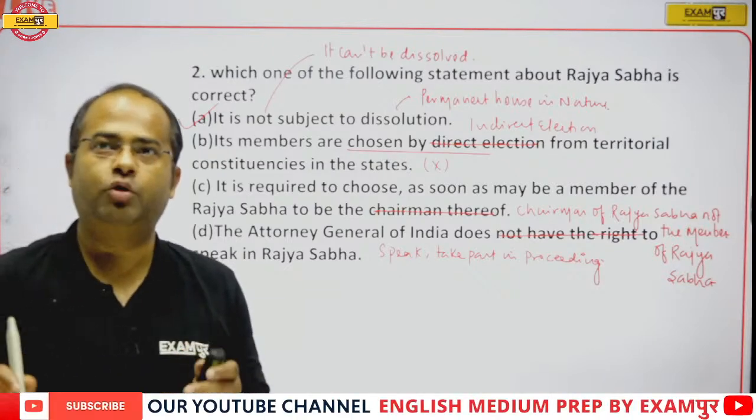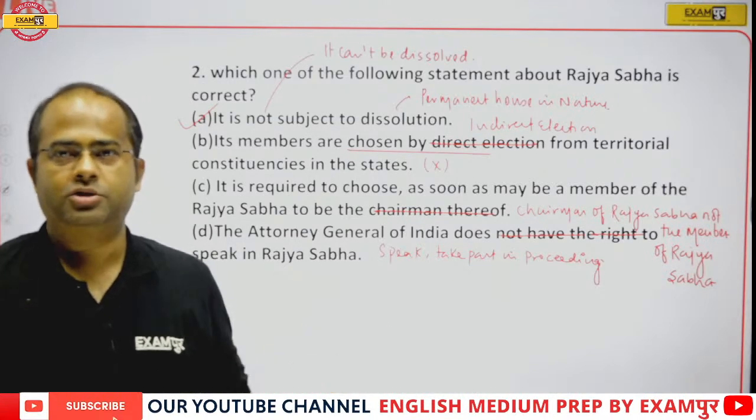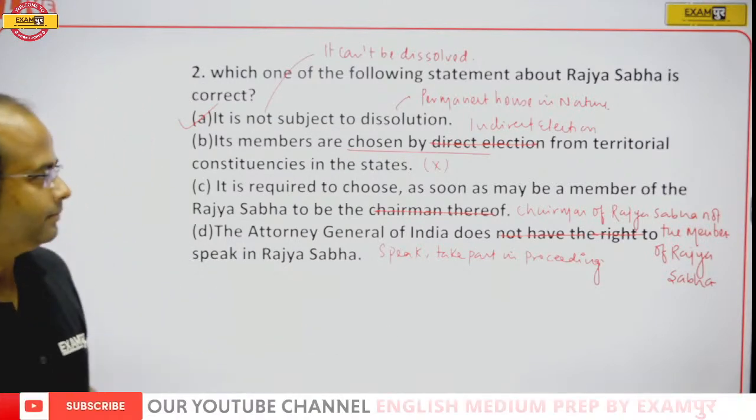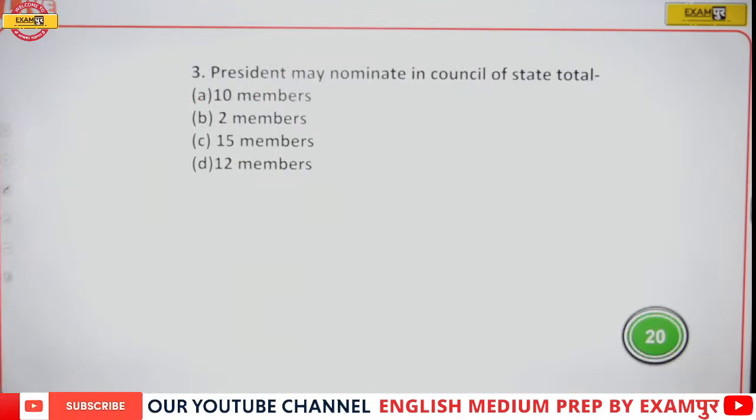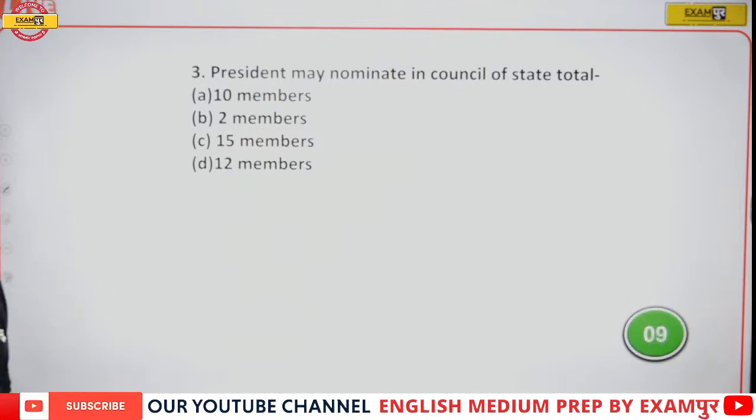That was a very good question, although very easy, but because the language is big, the question became confusing. Now come to the next question. That is an easy one for you to answer. The president may nominate in the Council of State a total of 10 members, 2 members, 15 members or 12 members.